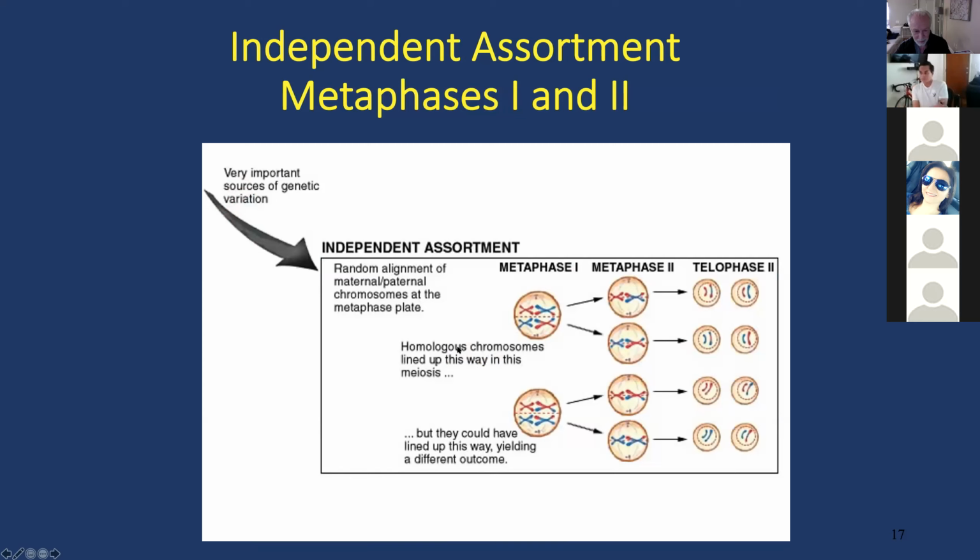So there are two different configurations that have two different consequences. They could line up this way, or they could line up this way, giving a different outcome. And if you follow the chromosomes through, you can see that what you end up with is on the right. You have 8 products of a tetrad.